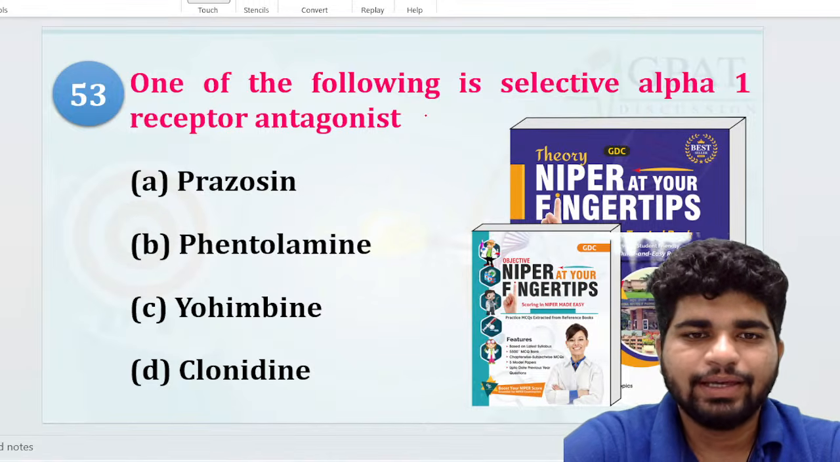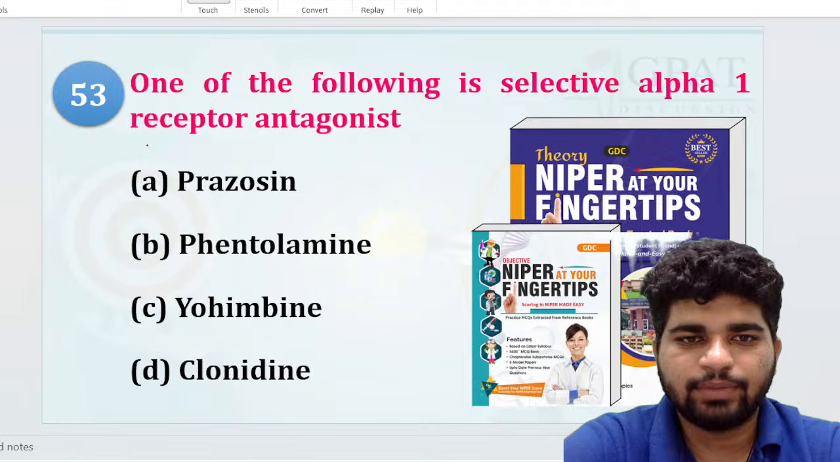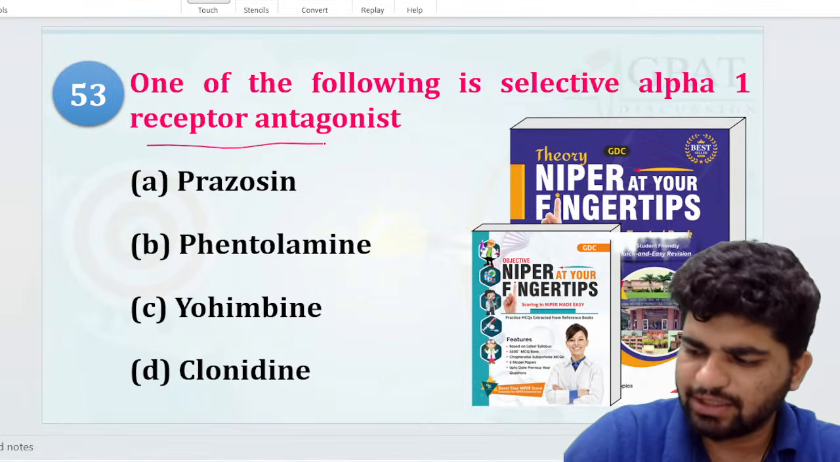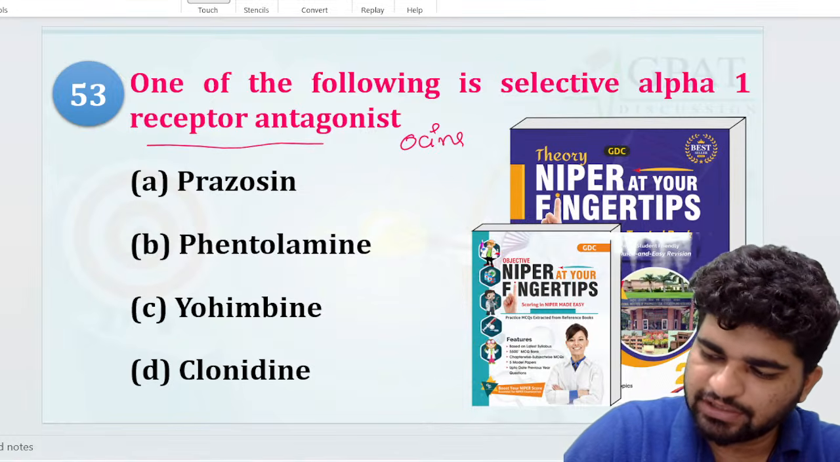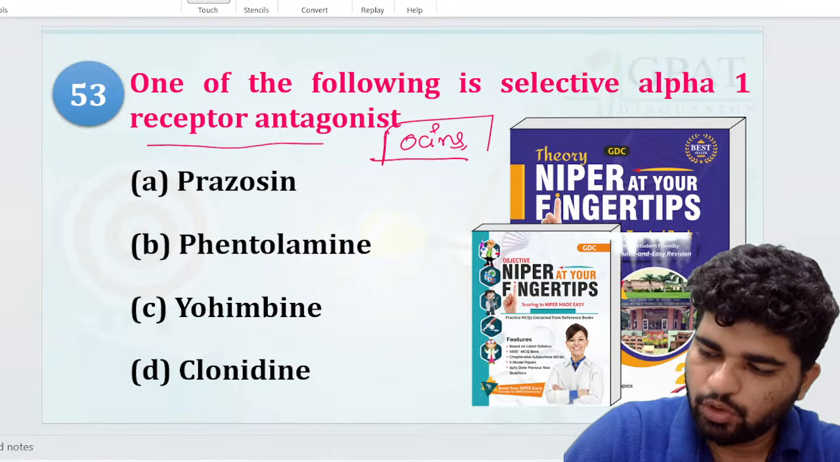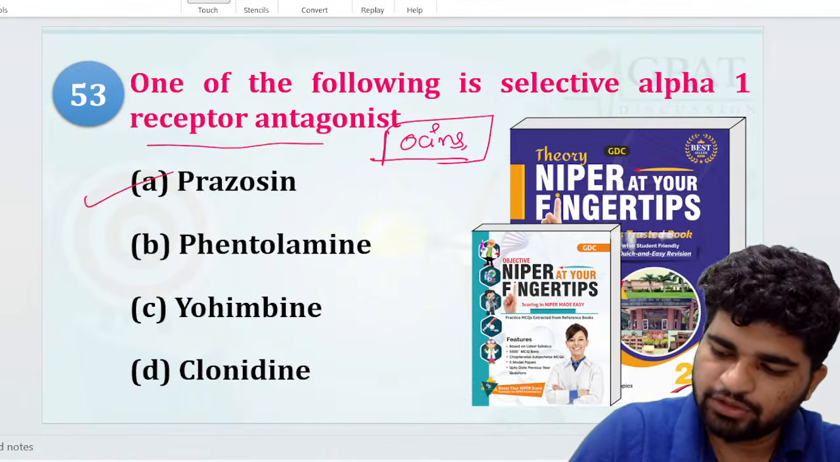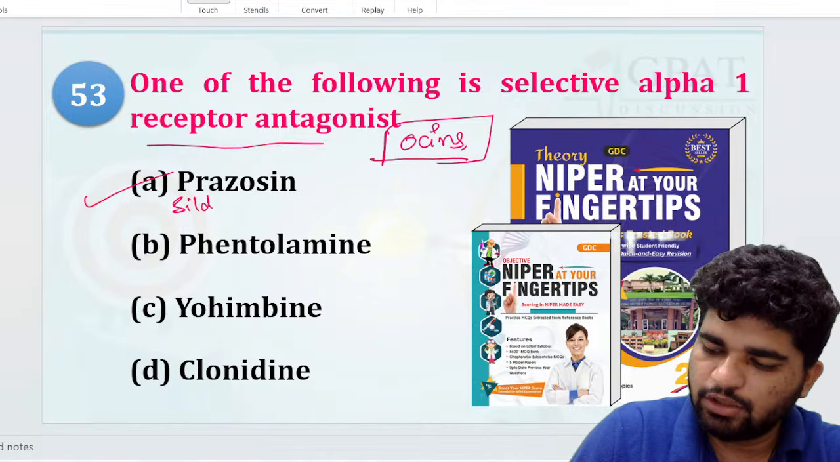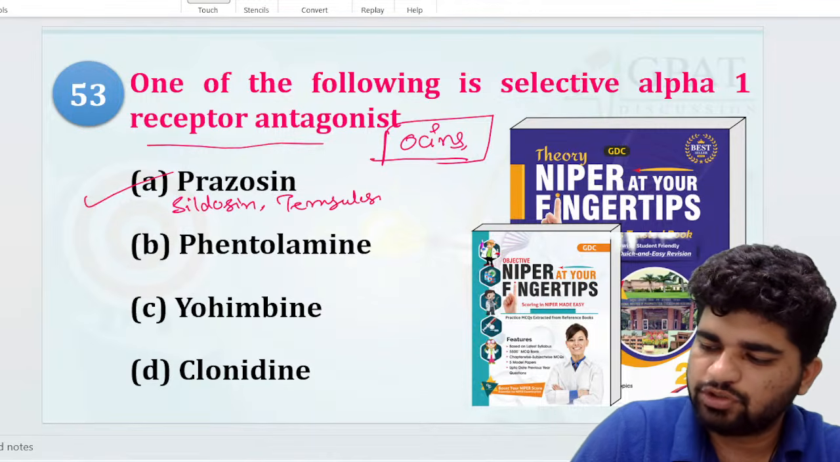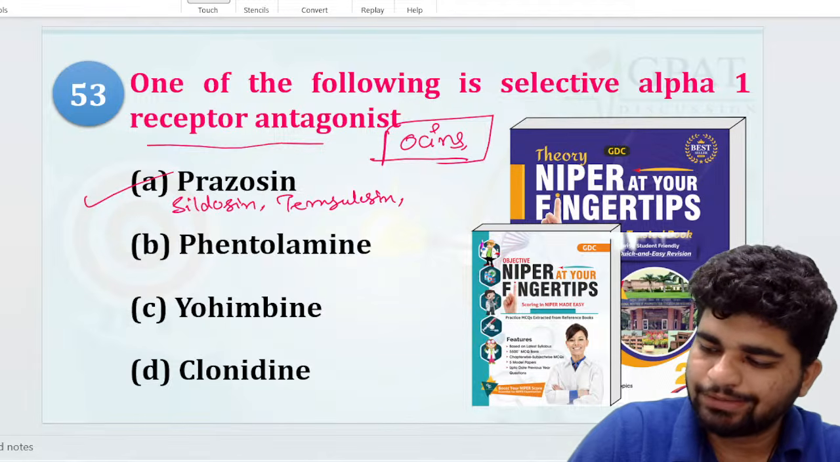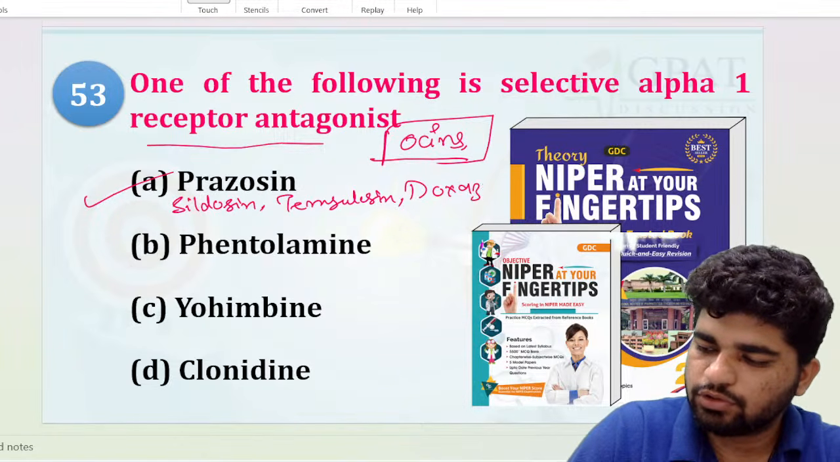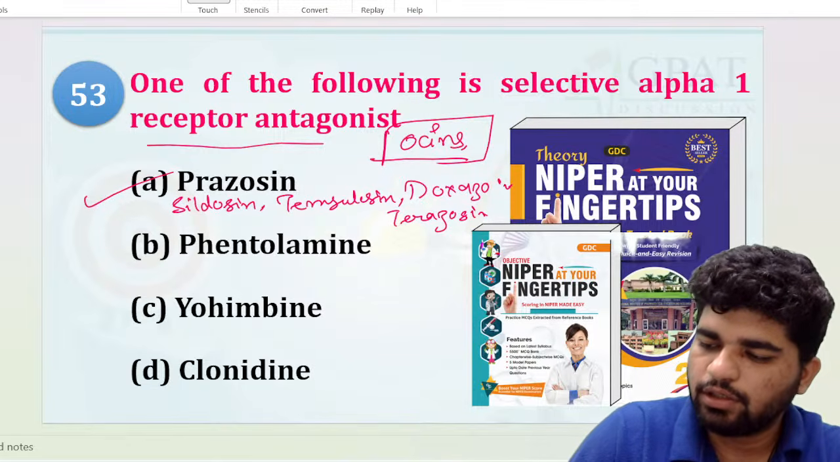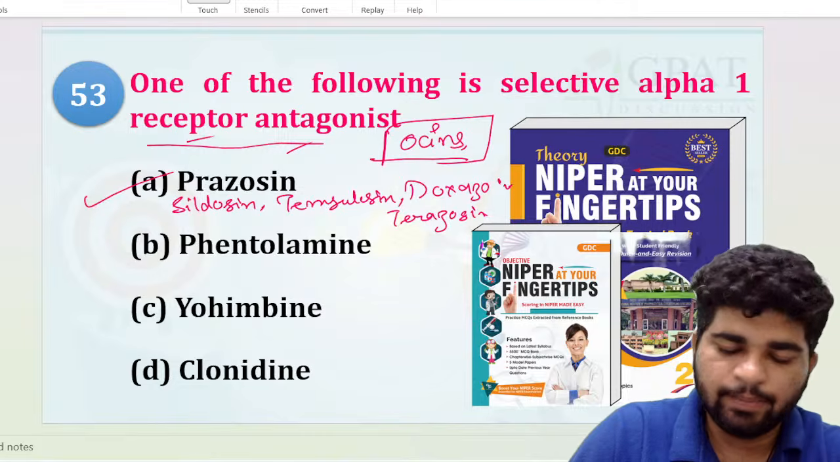Now, one of the following is a selective alpha 1 receptor antagonist. I told you in the classes as well that all the osins, which one? Prazosin, silodosin, tamsulosin, doxazosin, and terazosin, right? These are all your alpha 1 selective receptor antagonists, right?